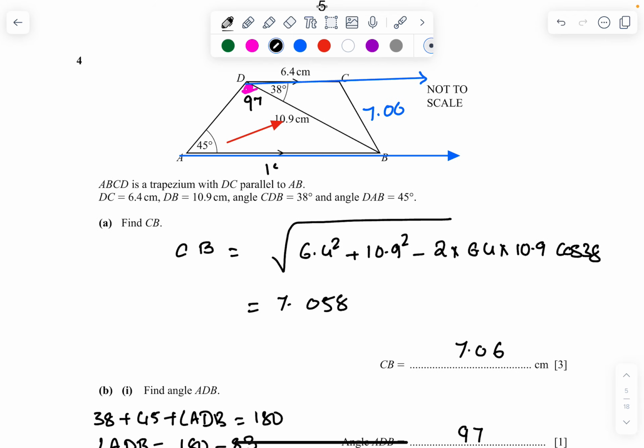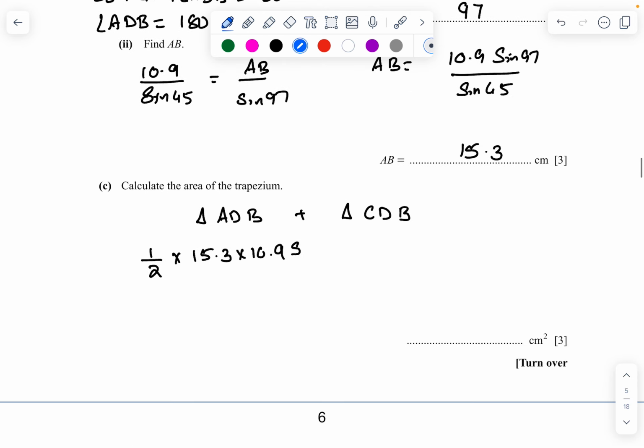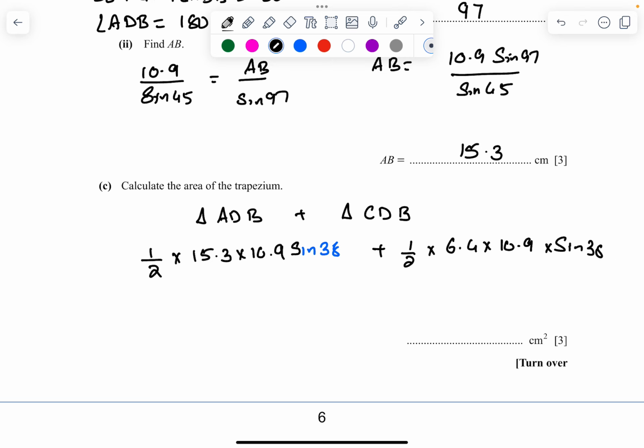Just now we got this value as 15.3. So the remaining angle has to be 38, because alternate angles are equal. So therefore that is 38. So sine 38. Whereas for CDB it should be 1 by 2 times 6.4 times 10.9 times sine 38. So add them both, use the calculator, you should be getting 72.8.